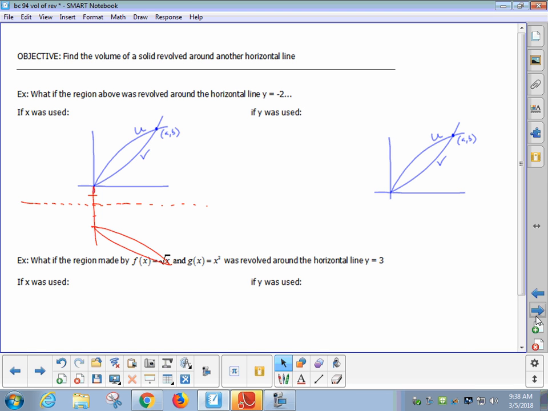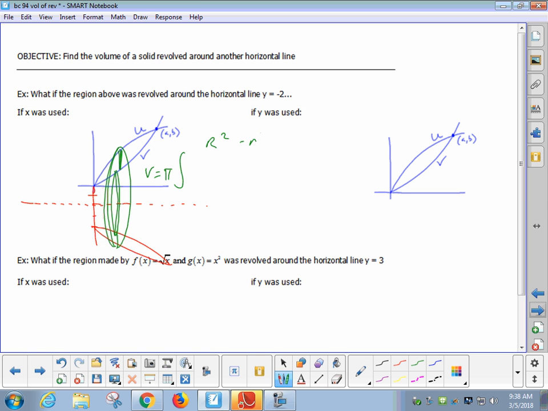Now if I use an x approach, then my slices would be like that and revolve. I get a really big wide washer, which is really badly drawn, but you get the idea. Okay? Now let's get into the details here. We know washers are pi big R squared minus little r squared.